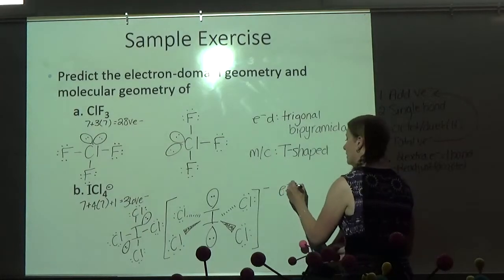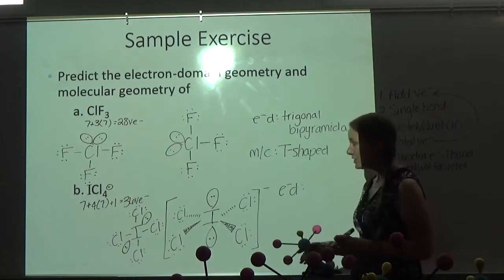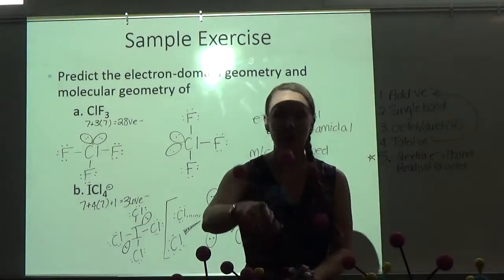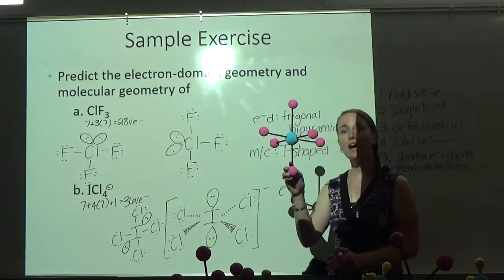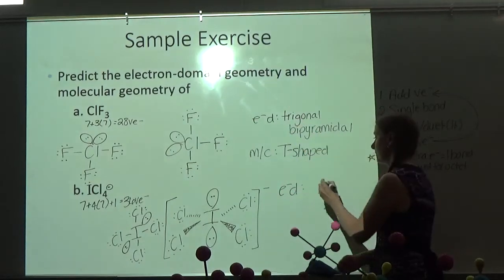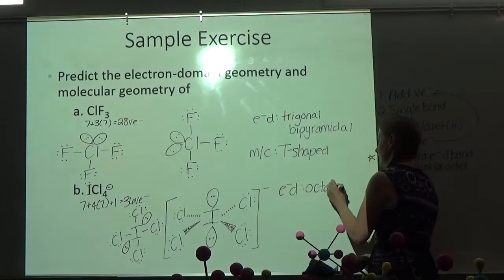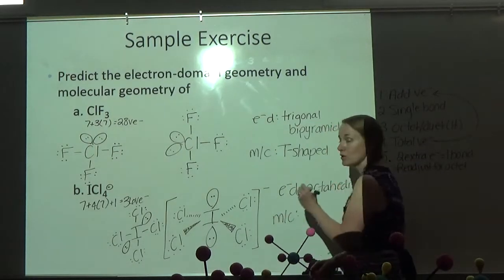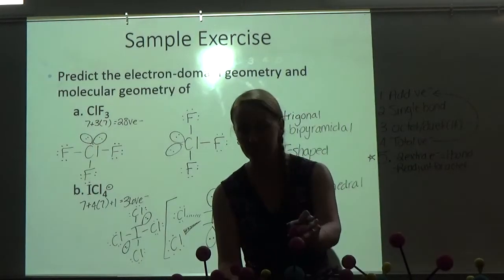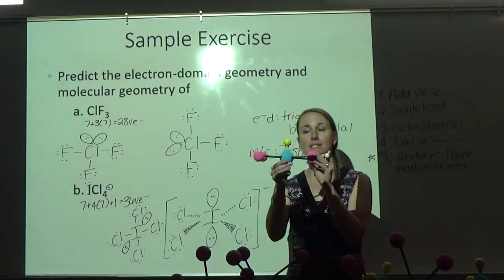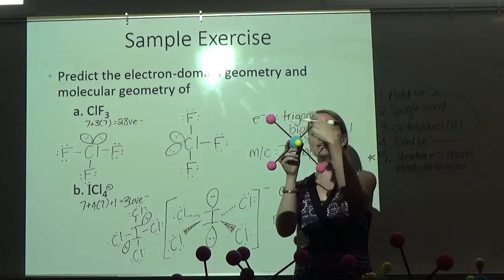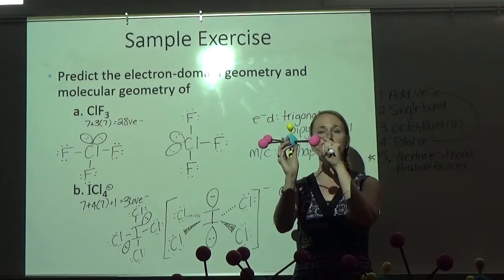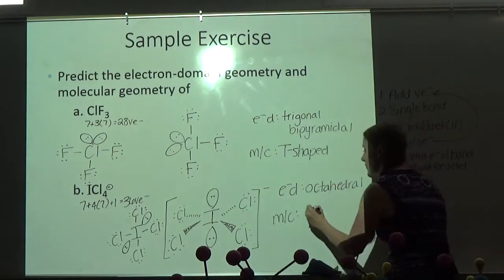So now let's do our shapes. So the electron domain shape, there are 1, 2, 3, 4, 5, 6 domains. So that means it's based off of this, which is octahedral, 6 domains. However, since some are lone pairs, that means the molecular shape is going to be something different. All right, so my molecular shape is actually this. So if you look at it, see how it makes a square, but it's all in the same plane? This shape for a molecule is called square planar.